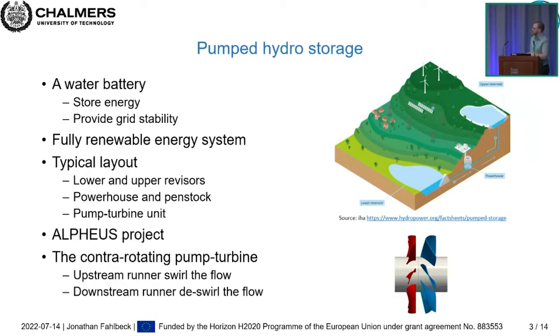This research is carried out within the Horizon 2020 EU project named Alpheus, where we investigate low head pumped hydro storage, and one of the technologies that we investigate is this contra-rotating pump turbine unit. The basic principle is that if the flow is in this direction, from left to right, then the upstream runner will swirl the flow, inducing a tangential component, and then the downstream runner will make use of this swirl velocity and deswirl the flow.